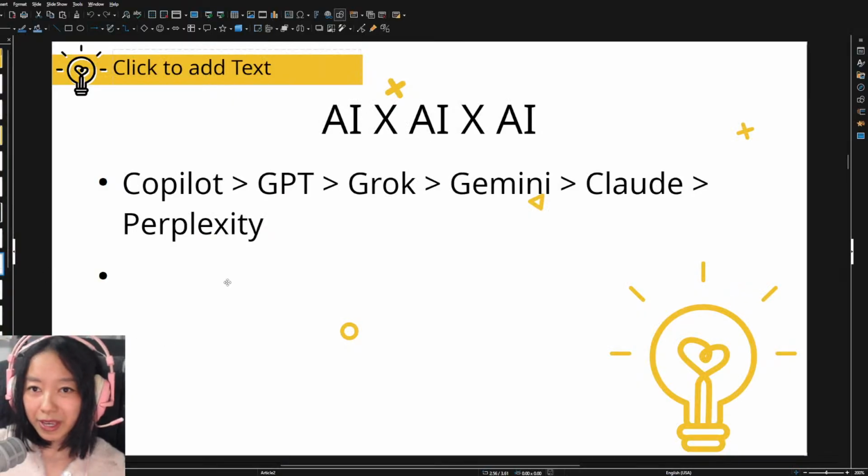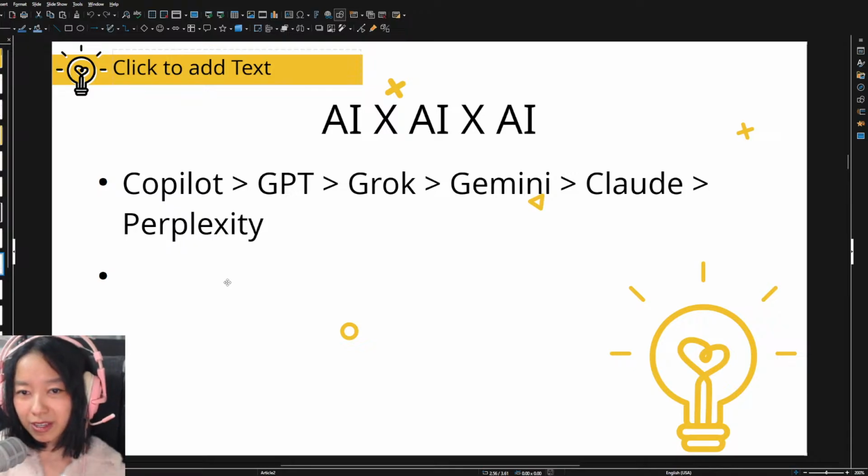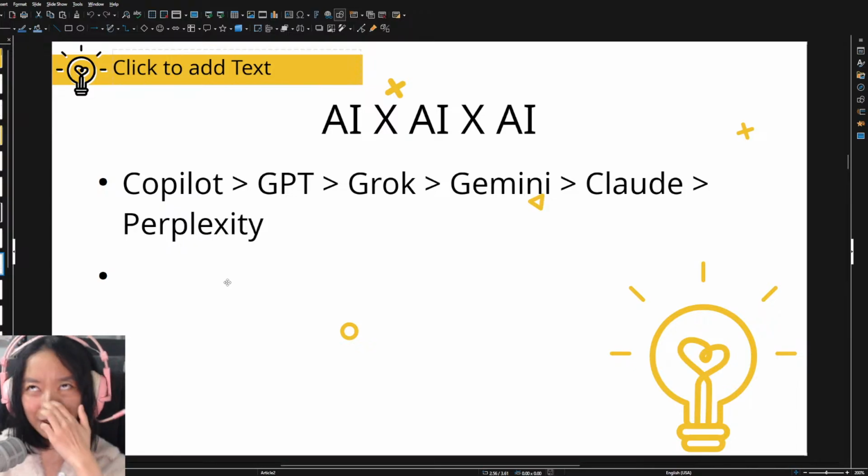So yes, that's how I started the research on AI against AI against AI. At first, I only used Copilot, and then Copilot referred to GPT, and then to Grok, and then I asked Grok about Gemini, and then I asked Gemini. I think Copilot to Claude, and Claude to Perplexity. That's just like a chain reaction of how I try to understand AI.